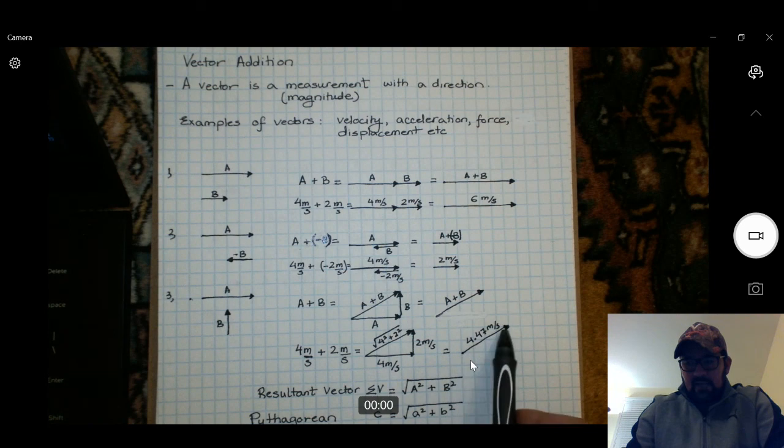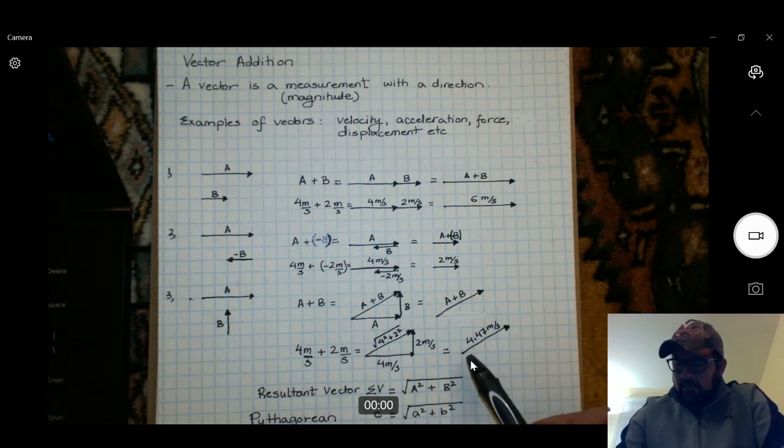And later on, we'll discuss how to find the direction of a vector by finding the angle theta. If the vector falls on the x or the y axis, it's pretty simple to find the direction. But if it doesn't fall on the x and y axis, then we find the direction by finding the angle theta. We'll talk about that later in the video.